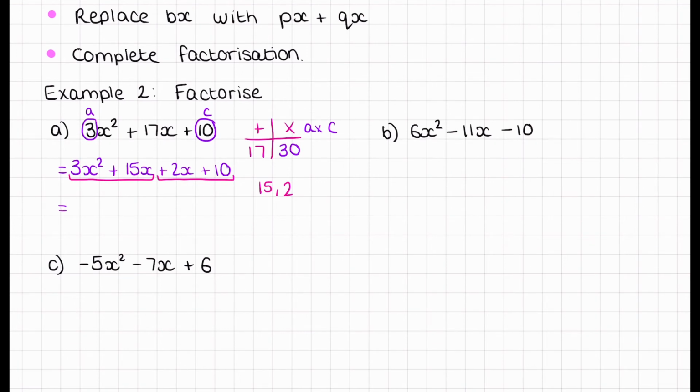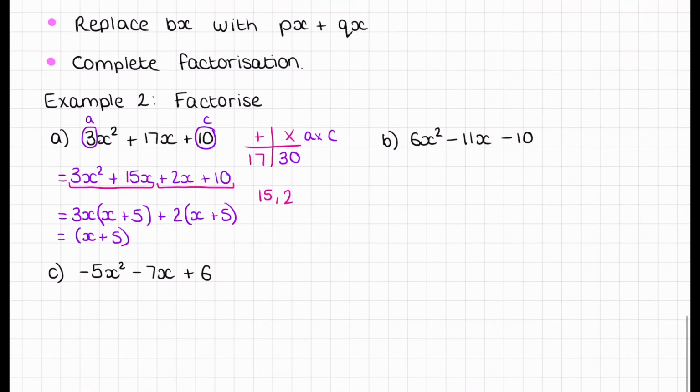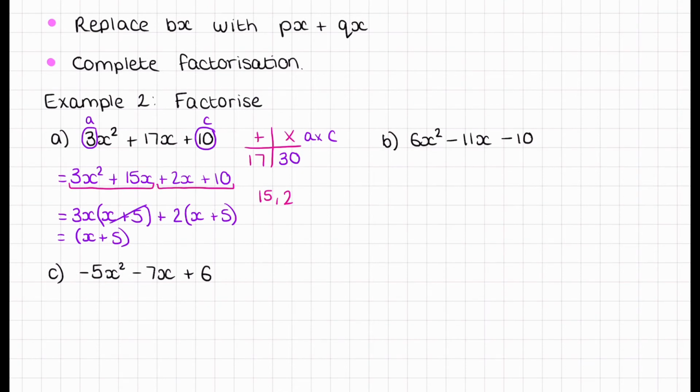So 3x squared plus 15x, 3x is common, bring that out the front. Then we have to multiply that by x to get 3x squared, and by 5, so 3x times 5 is 15x. Then do the second part. Common factor is 2, and then we'll have x plus 5 in the brackets. Remember, looking for the brackets to be the same. Once we've done that, the brackets are the same, x plus 5. The next bracket is everything that is left.